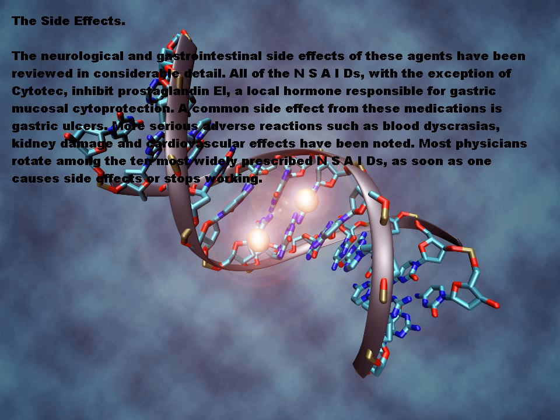The side effects. The neurological and gastrointestinal side effects of these agents have been reviewed in considerable detail. All of the NSAIDs, with the exception of Cytotec, inhibit prostaglandin E, a local hormone responsible for gastric mucosal cytoprotection. A common side effect from these medications is gastric ulcers. More serious adverse reactions such as blood dyscrasias, kidney damage and cardiovascular effects have been noted. Most physicians rotate among the 10 most widely prescribed NSAIDs, as soon as one causes side effects or stops working.